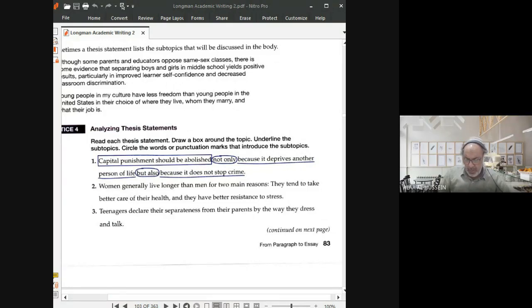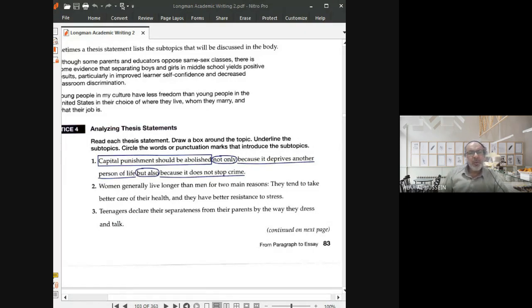So why does the writer put a square around capital punishment should be abolished? This is the topic. Capital punishment, yes, should be abolished. Because the exercise asks us to draw a box around the topic. Capital punishment should be abolished.